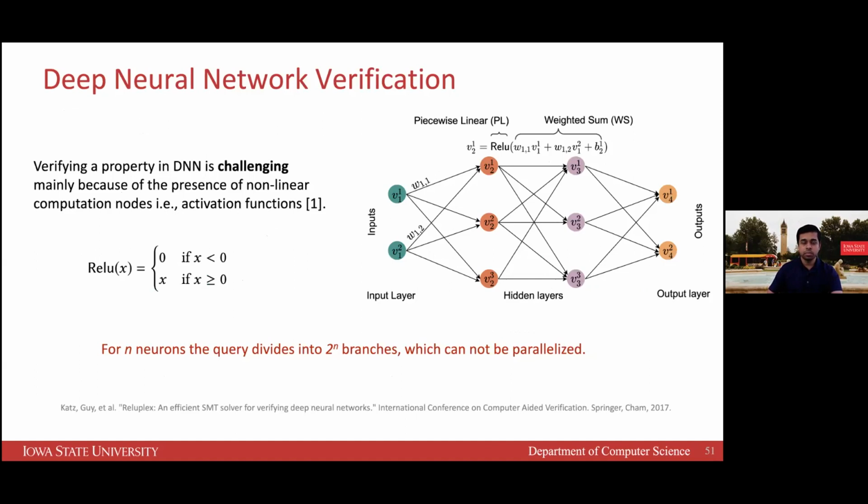This is what a simple DNN looks like. There are an input layer and an output layer, and hidden layers. In each layer there are neurons, and each neuron has two different computation parts. One is the weighted sum, which is computed from the weights and the values of the inputs. So this is how the weighted sum is calculated, and after that comes the piecewise linear operation, which is ReLU. In this work, we looked at ReLU-based networks.